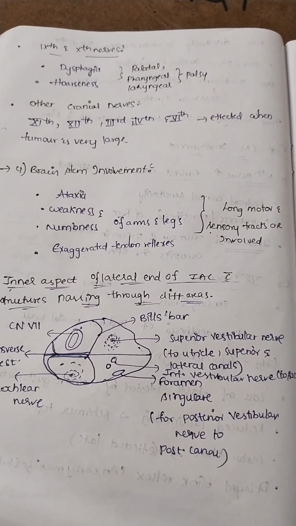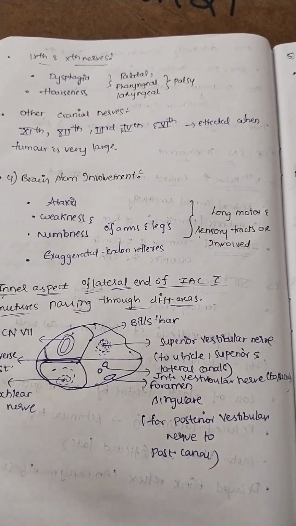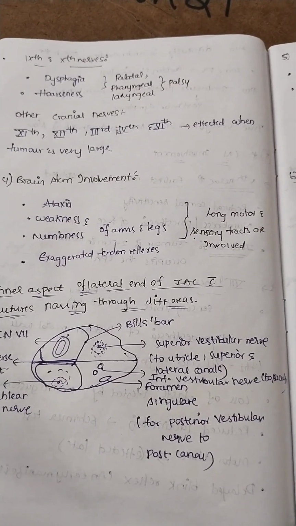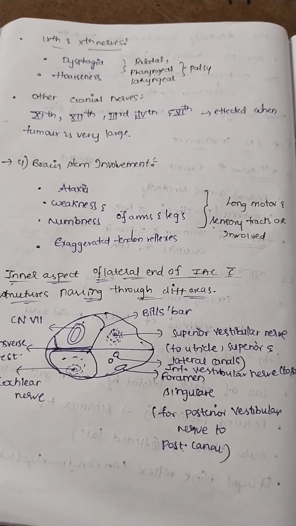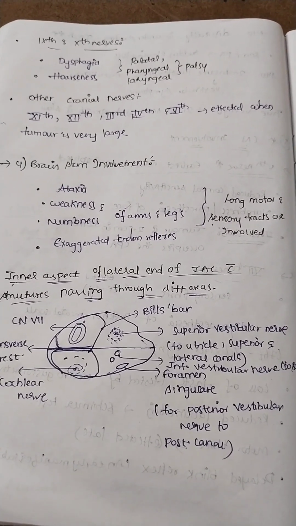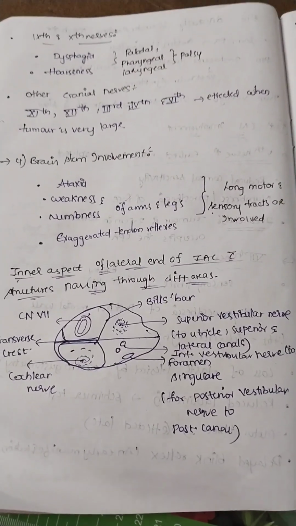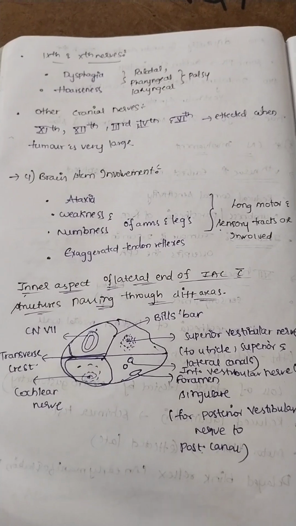If the brainstem is involved, the brainstem consists of medulla, pons and midbrain, right? So you will find ataxia, weakness and numbness of the arms and legs with exaggerated tendon reflexes. This occurs when long motor and sensory tracts are involved. The medulla has many tracts, and if the tracts are involved, these are the patient's complaints.